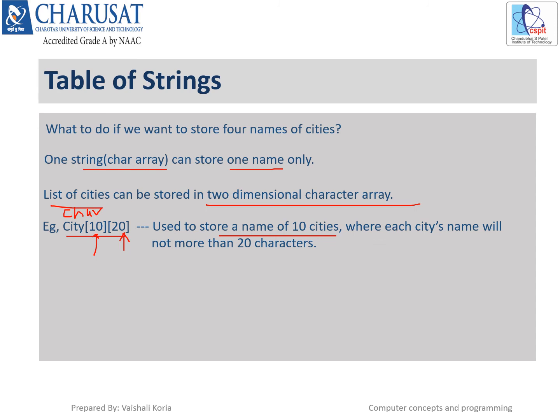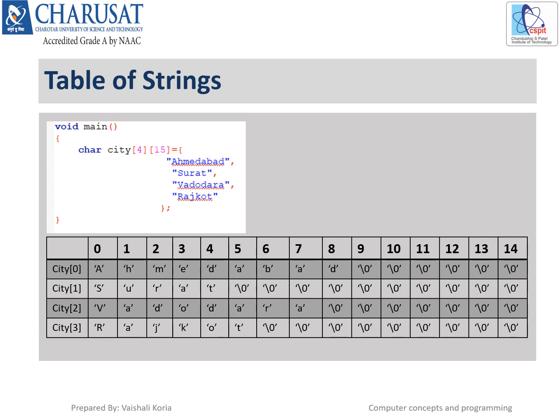Now we see the example. Here a city array has been taken of character type and it is a two-dimensional array. The first dimension means we can store 4 strings, and each string cannot have more than 15 characters. So this is the initialization. We have declared the array and at the same time we are also giving the values. Ahmedabad, Surat, Vadodara, Rajkot, these are the 4 city names that we have stored in this city array.